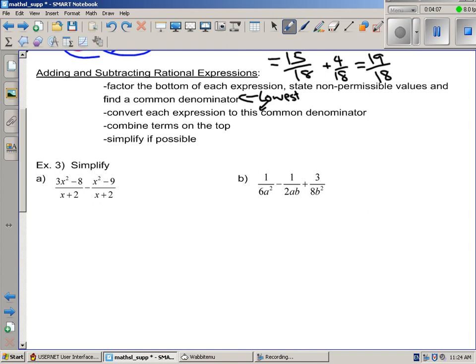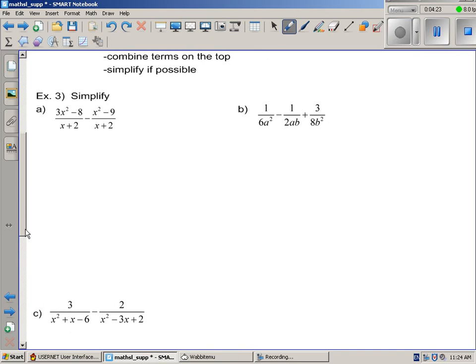So let's take a look at this first one. We want to simplify (3x squared minus 8) over (x plus 2) minus (x squared minus 9) over (x plus 2). It says factor the bottom of each expression. We're all factored. That's done. State non-permissible values. So we have x plus 2 on the bottom of each of them. What x value are we not allowed to have?